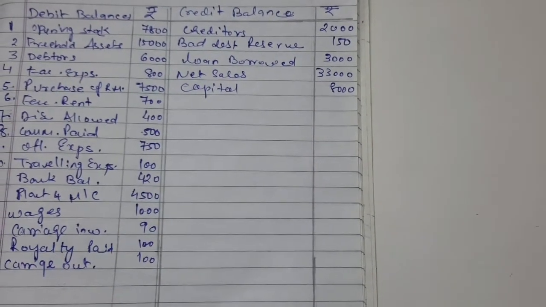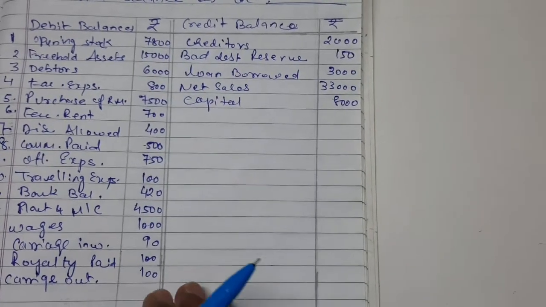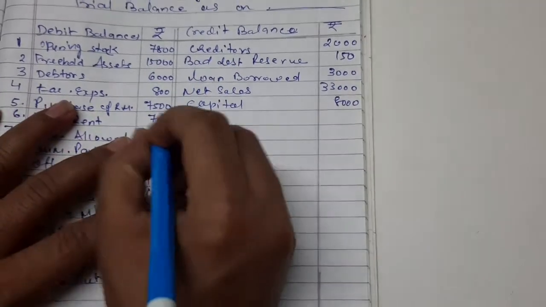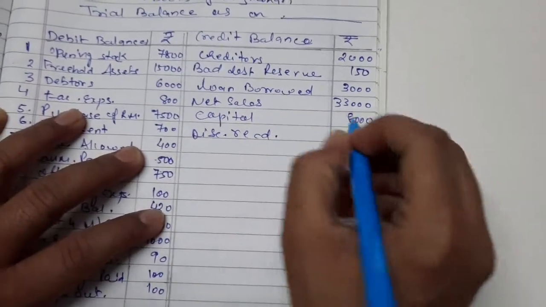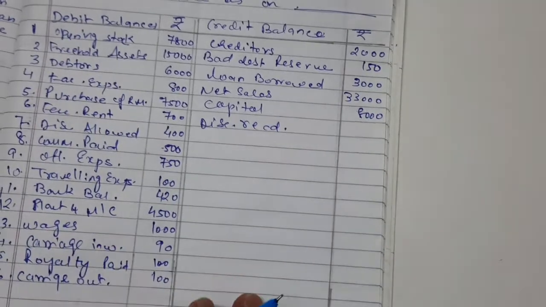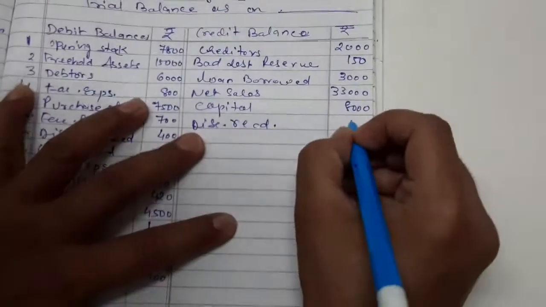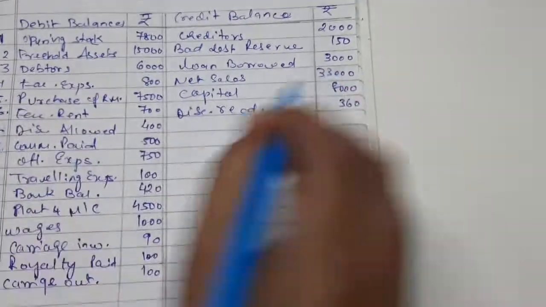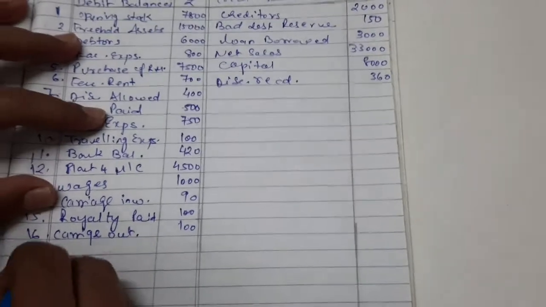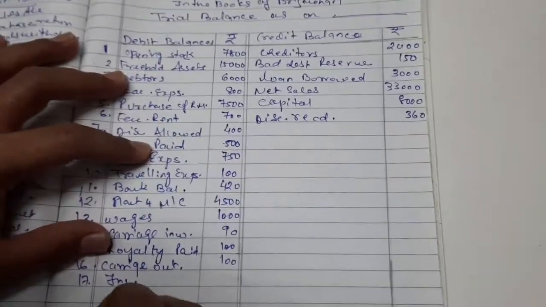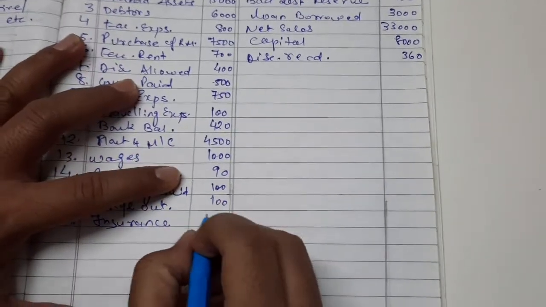Next is discount received. Discount received is our income. Since somebody has given us discount, it is our income, and income always has a credit balance. It is 360. Next is insurance. Insurance is our expense, so expense will come under the debit balance side. It is 200.